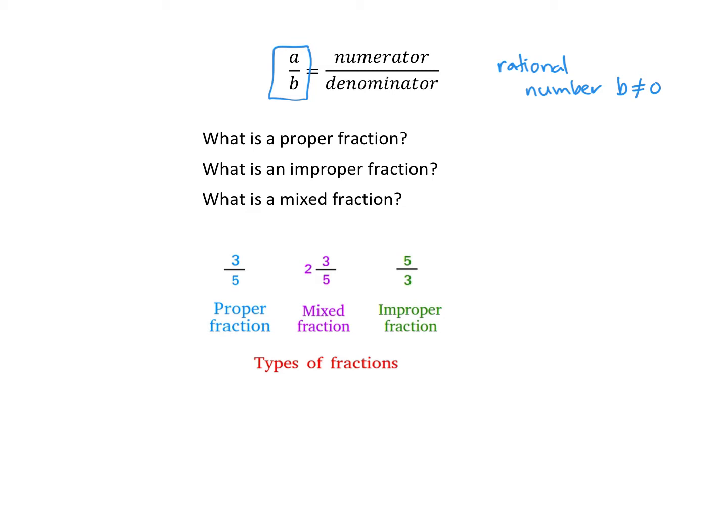We have different types of fractions. So a proper fraction is when the numerator is smaller than the denominator. This would be a proper fraction. We can have an improper fraction where the numerator is larger than the denominator. And then we can have a mixed fraction where we have a mix of whole numbers and proper fractions.